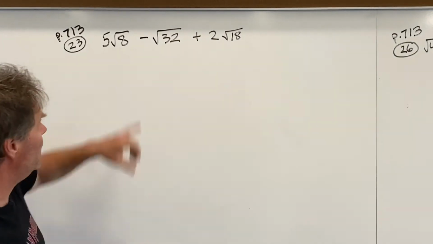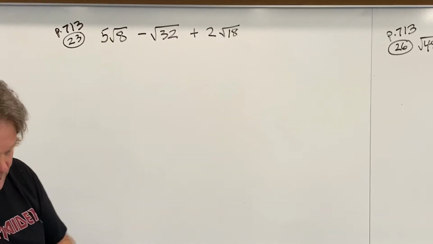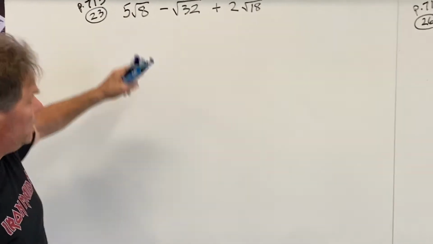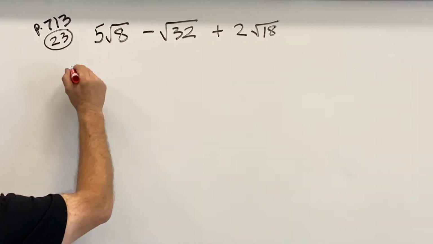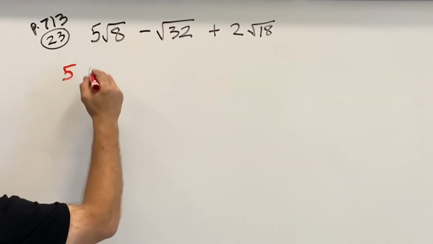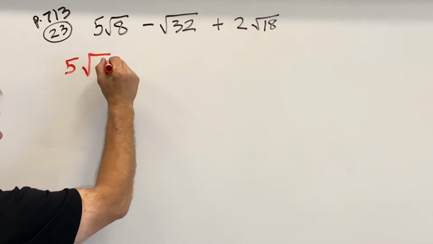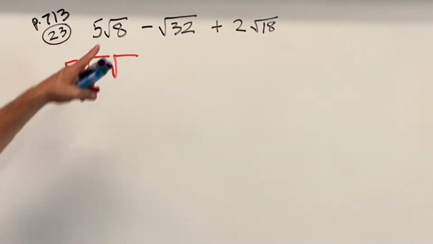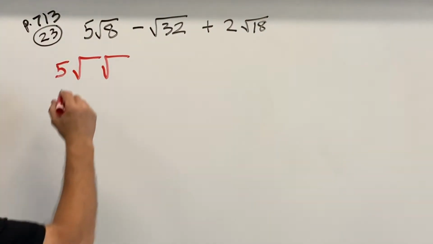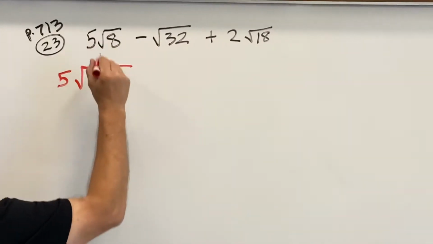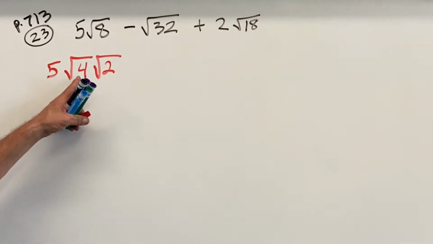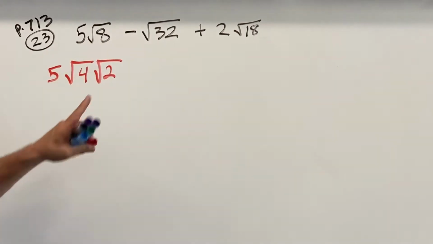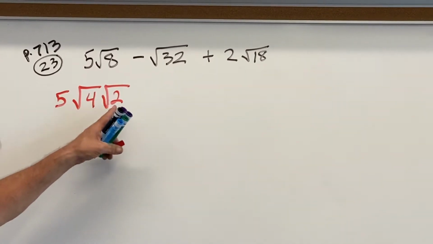First problem, 5 root 8 minus root 32 plus 2 root 18. Okay, first of all, we need to simplify these radicals. That's what we've been talking about, simplifying radicals. So the 5 just stays where it is out front. Square root 8, remember, square root pretty, square root ugly. What's pretty about 8? 4, remember, perfect square number, 4, right? And 2 is what's ugly, leftovers. 4 is the biggest pretty number sitting inside of 8. 2 is the ugly number. Pretty, ugly, multiplies to be 8.